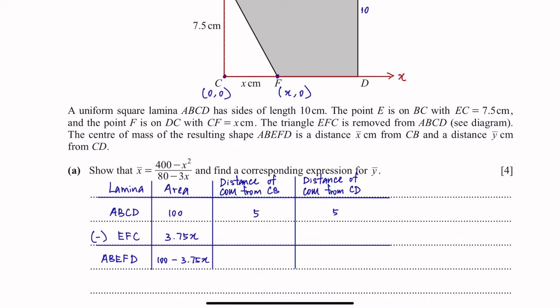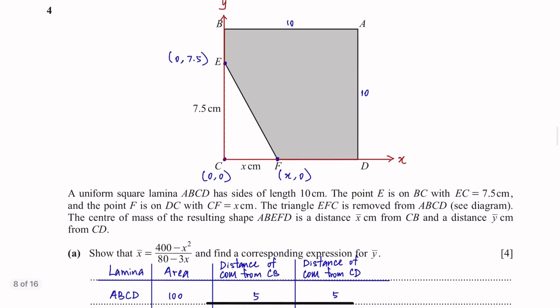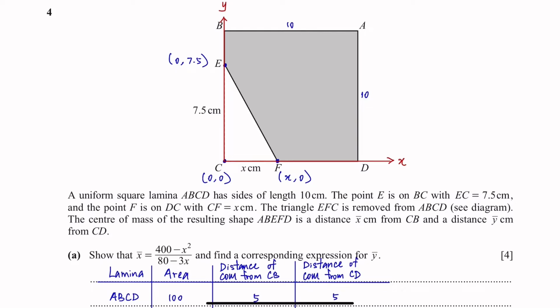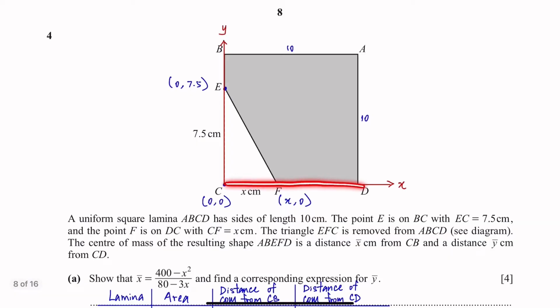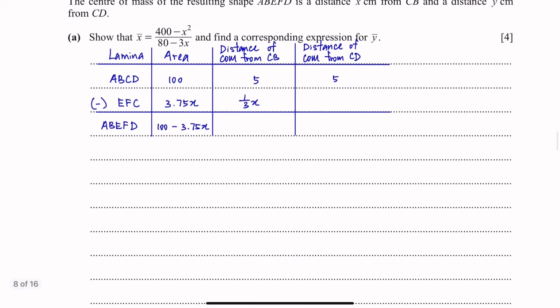Now we need to find the distance of COM from CB for EFC. So the distance from CB is over here. So to find the distance from CB, we need to look at the x coordinates, right? So we just need to add these three up, 0 plus 0 plus x, and we divide it by 3. So we have 1/3 of x. And for the distance of COM from CD is over here. So the distance would be here, right? So we need to look at the y coordinates. So what we do is we add these 3 up, 7.5 plus 0 plus 0 divided by 3. So we will get 2.5.